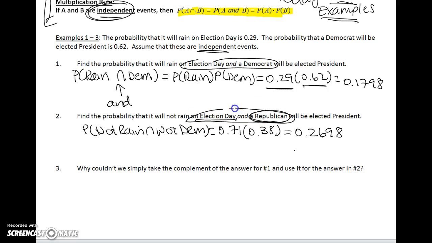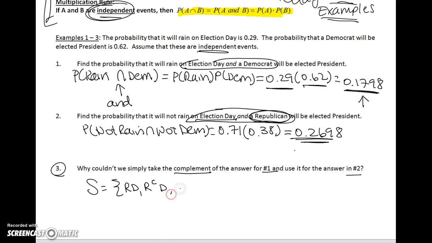Now notice that here we have the actual events occurring. Here we have both complements occurring. But notice that these two numbers do not add to 1. So question 3 asks, why could we not simply take the complement for answer 1 and use it for answer 2? Why could we not do 1 minus 0.1798 to get this? Well, that's because the sample space consists of a couple more options. So it could rain and a Democrat could win. It could not rain and a Democrat could win. It could not rain and a Republican could win. Or it could rain and a Republican could win. So those are all of our options.